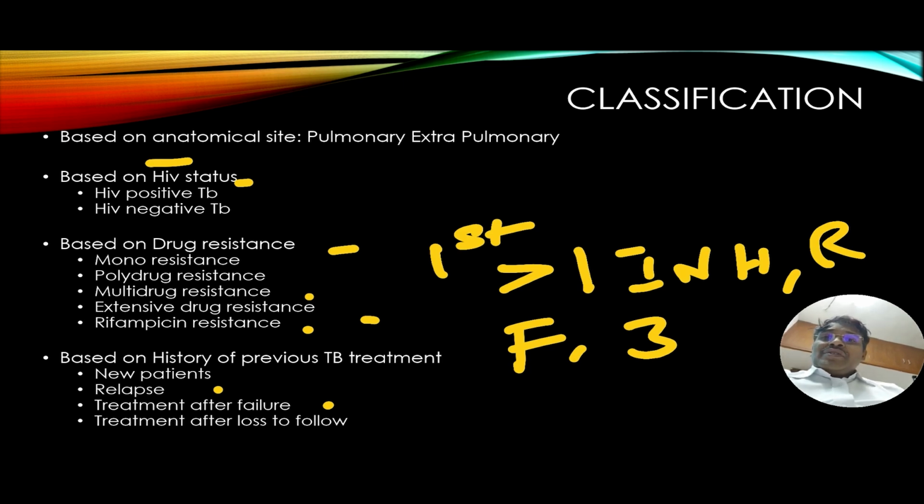They were previously known as treatment after default. Treatment after failure, that is those who have previously been treated for tuberculosis and whose treatment failed at the end of their most recent course of treatment. Treatment after loss to follow up, that is the patients have previously been treated for tuberculosis and were declared lost to follow up at the end of their most recent course of treatment. So these are the four types of classification.